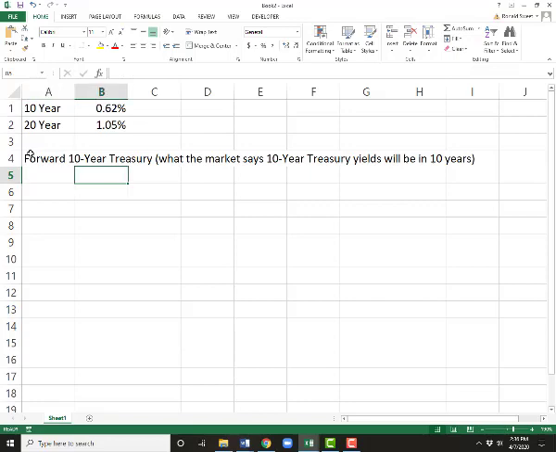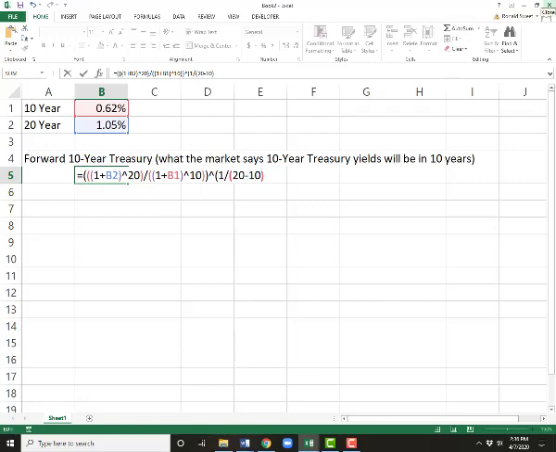You'll see in the YouTube, I'm going to do it here real quickly, but in the YouTube, you just do 1 plus the longer term raised to its term. So 1 plus the 20-year rate, raised to the 20th, divided by 1 plus the shorter term, which is the 10-year, raised to the 10th. So we'll take 1 divided by the other and take that entire thing and raise it to the 1 divided by, in this case, 20 minus 10, the longer term minus the shorter term, minus 1.